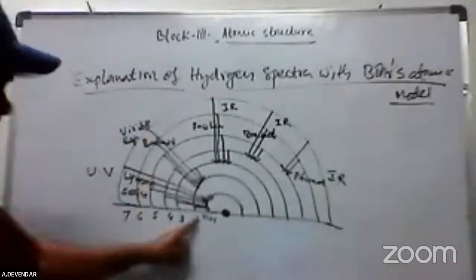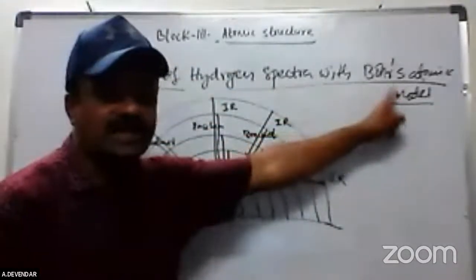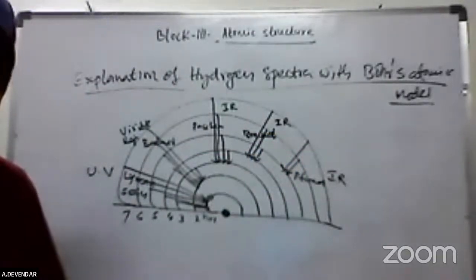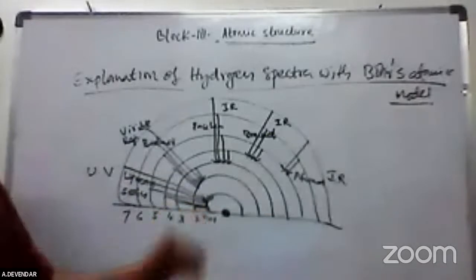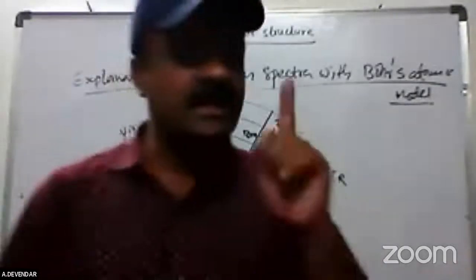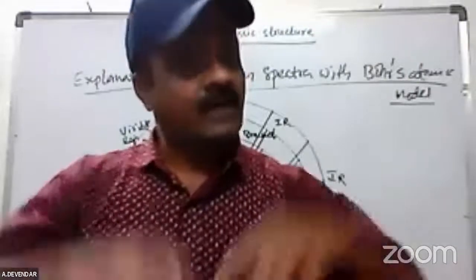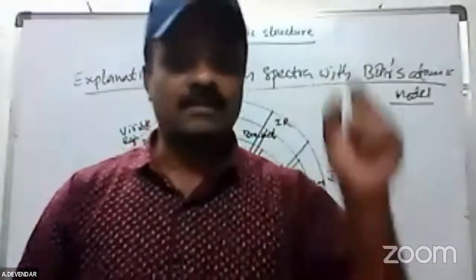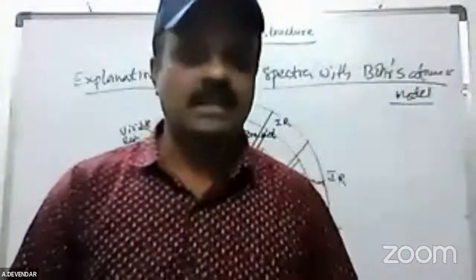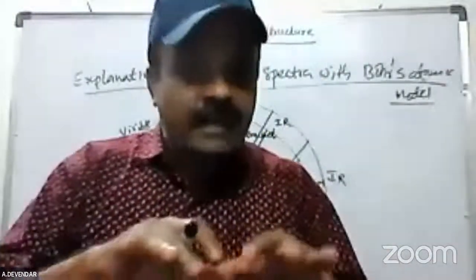This hydrogen spectra is explained with Bohr's atomic model. Because of energy states, he explained this one. Why? Because a sample of hydrogen consists of not a single atom, but a number of atoms. Even though each atom has only a single electron, they are gaining different amounts of energy. They are also losing different amounts of energy.